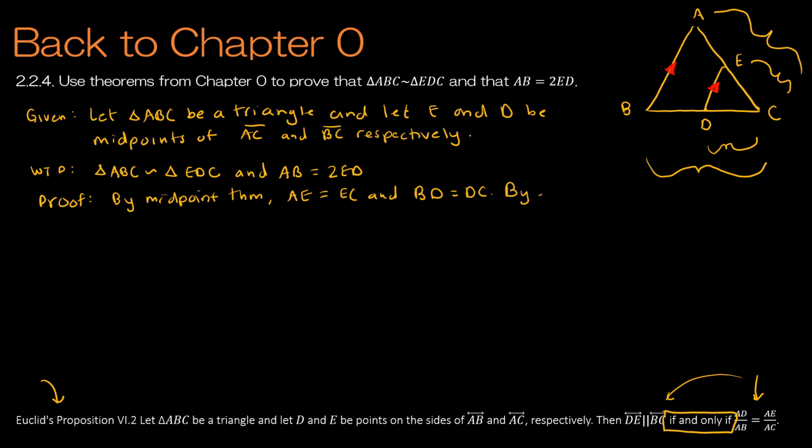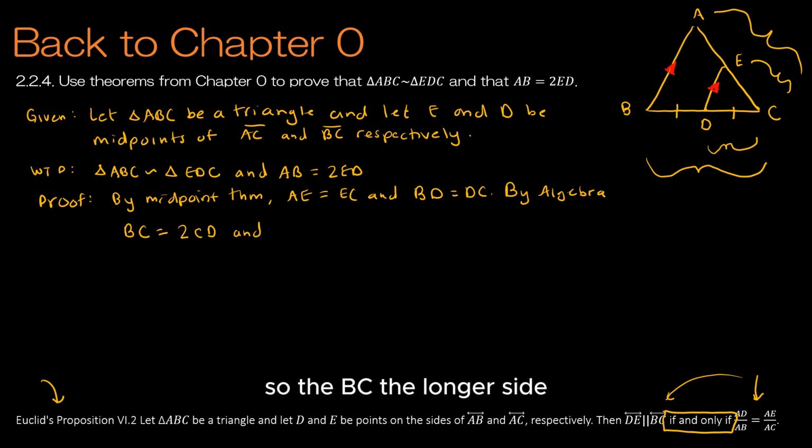So by algebra, I can say that BC is equal to 2CD. So the BC, the longer side, is equal to 2 of the smaller side. And I have to use CD or DC. That's important because this is the sideline of the smaller triangle. And in the same way, I can say that AC is equal to 2EC.